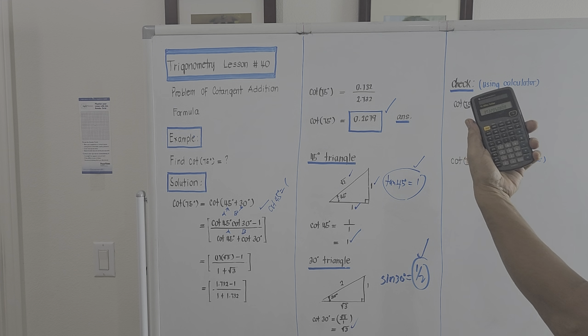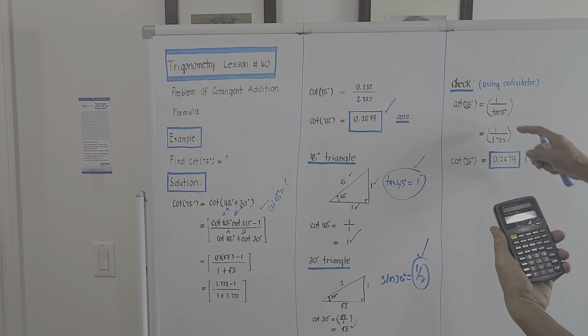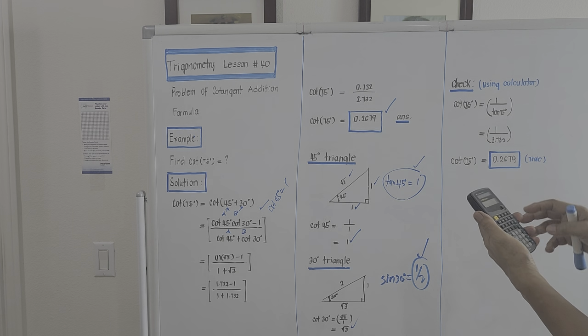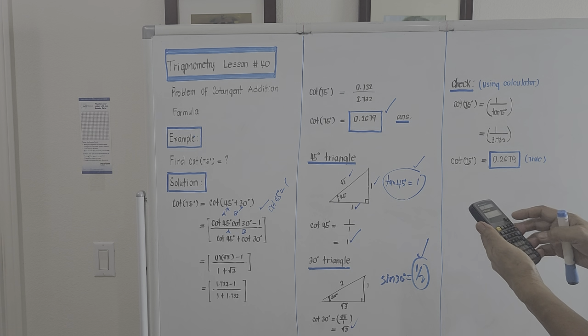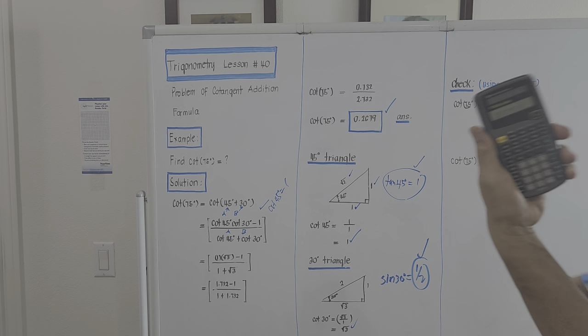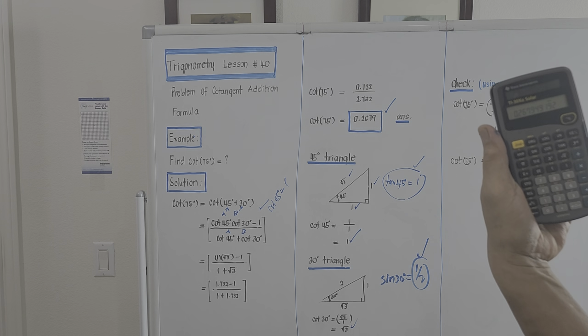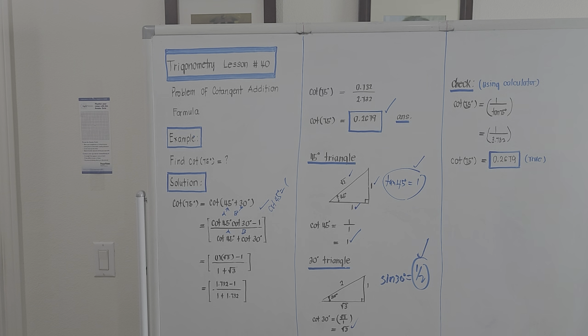Tangent of 75 degrees is 3.732 up to 3 decimal places. So if we try to divide 1 over 3.732, the answer up to 4 decimal places is 0.2679. It's true.